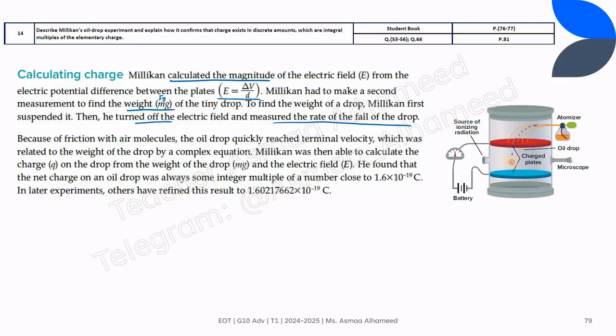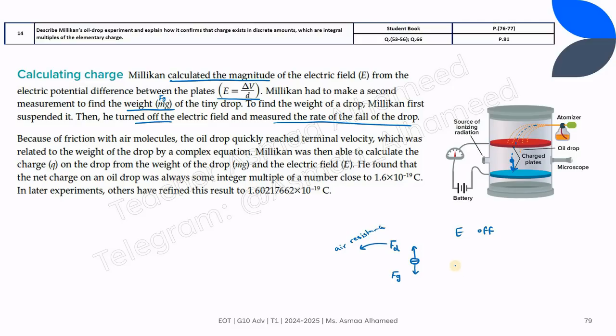Meaning after it is suspended here, it fell down because there is no electric field. Now after you turn off the electric field, we have our negative charge here. There is no electric field, so it will start going down. It will go down because of Fg, but now there is no electric force, there is drag force. Drag force is from air resistance because there is air in the chamber here.